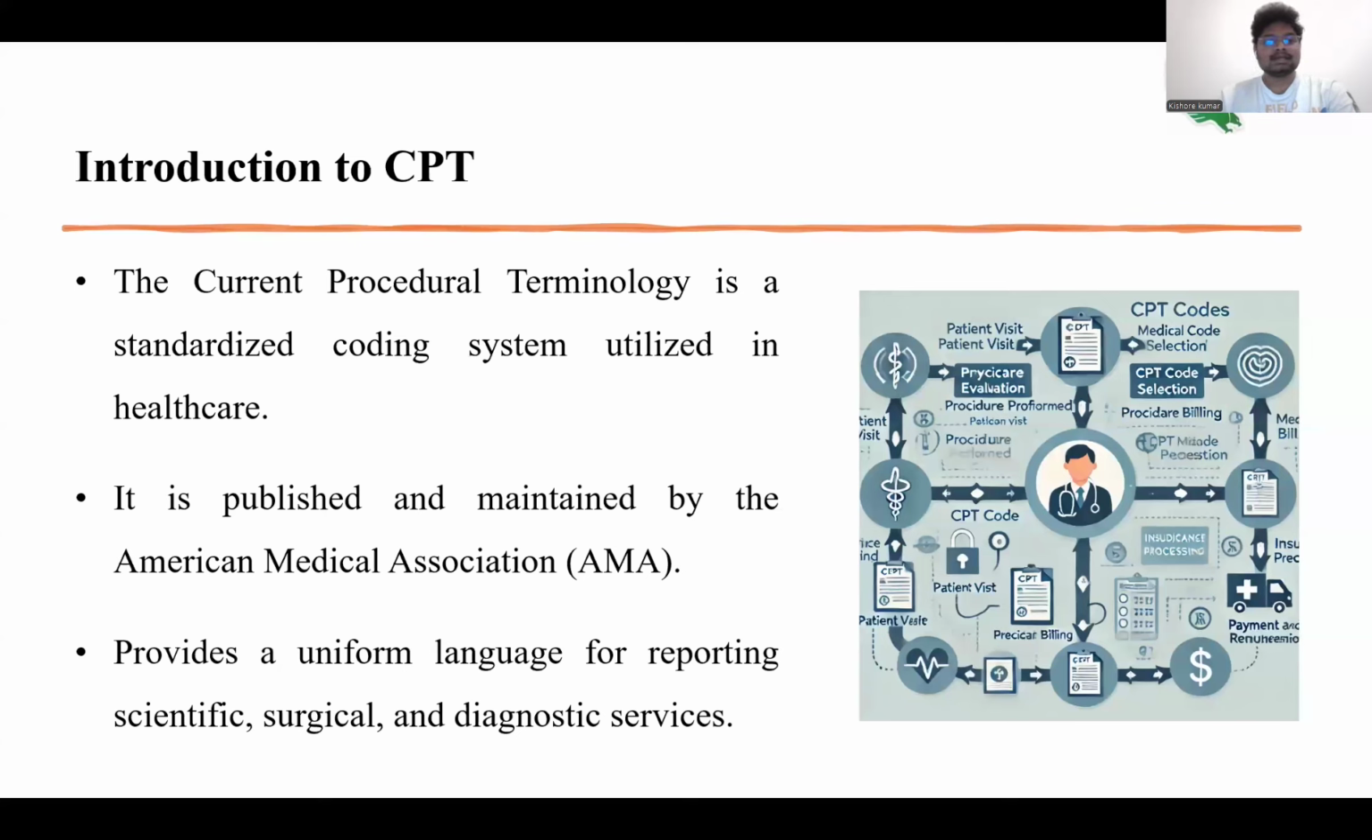Introduction to CPT. Current Procedural Terminology is a standardized coding system utilized in the healthcare sector. It is published and maintained by the American Medical Association, and it provides a uniform language for reporting medical, surgical, and diagnostic services.